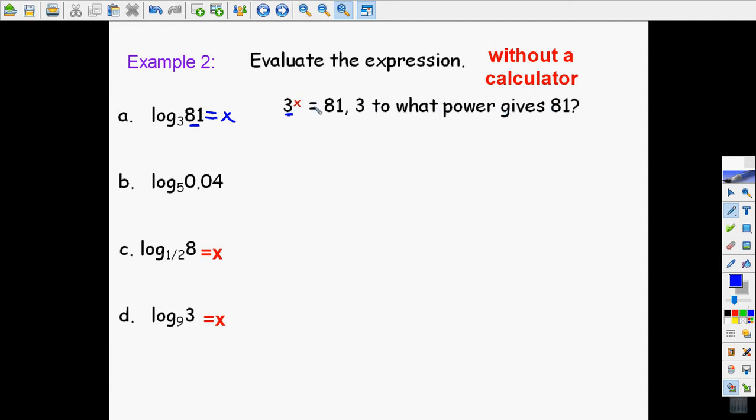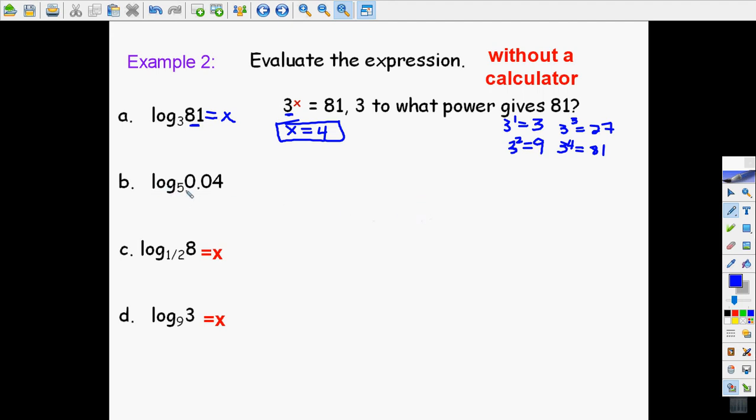So 3 to the 1st power is equal to 3, so that one didn't work. 3 to the 2nd power is equal to 9, so that didn't work. 3 to the 3rd power is equal to 27, that didn't work. 3 to the 4th power is equal to 81. So x is equal to 4. And you just kind of go through this until you figure out which number it is.